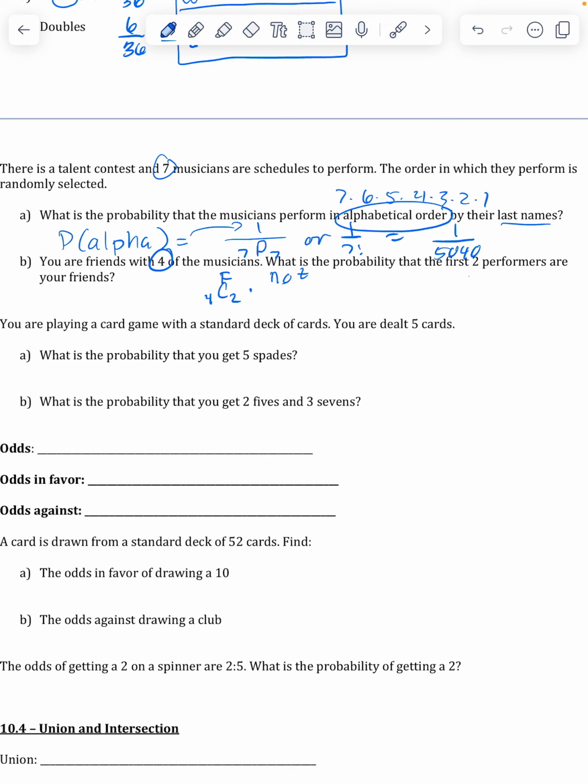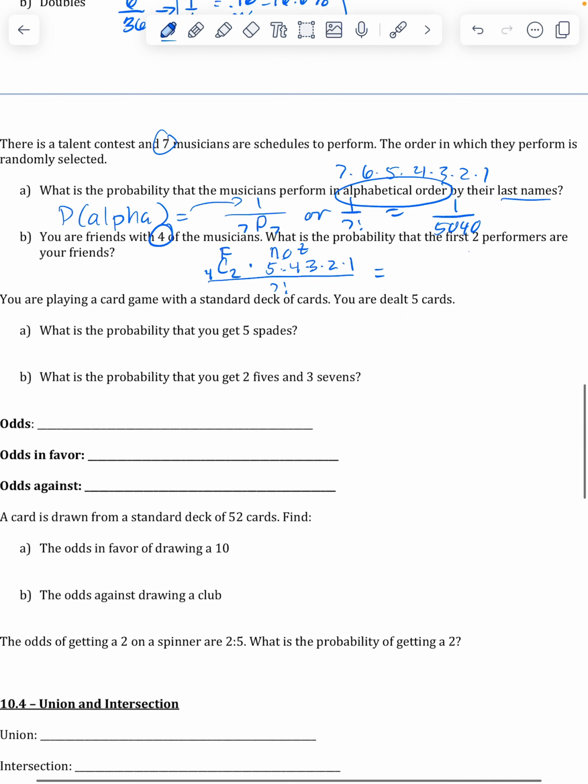So 4 friends, you're going to choose 2 of them to go first. But now I have used up 2 of the people out of the 7. So now I have 5. And then I'm going to keep going on down from there. So 5, 4, 3, 2, 1. And that's going to be the ways that my 2 friends get picked to go first. But then on the bottom, I still have my 7 factorial or 7 choose 7. You can write it however you want to, whichever way makes the most sense.